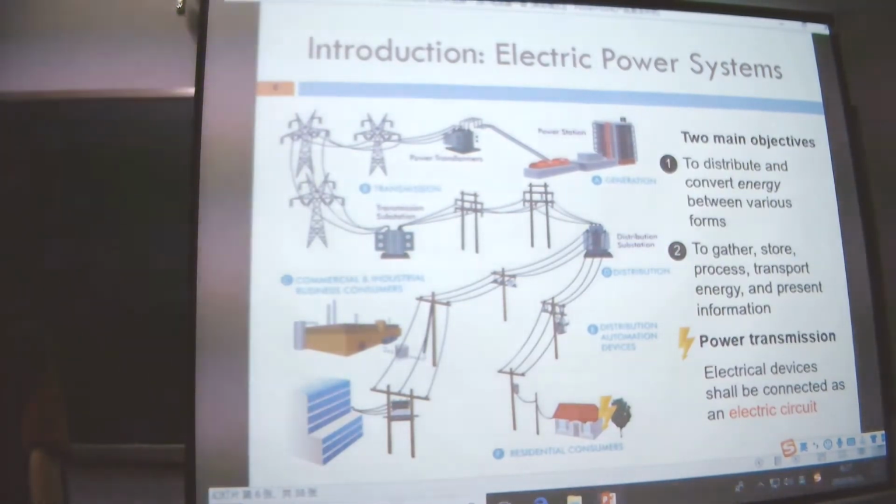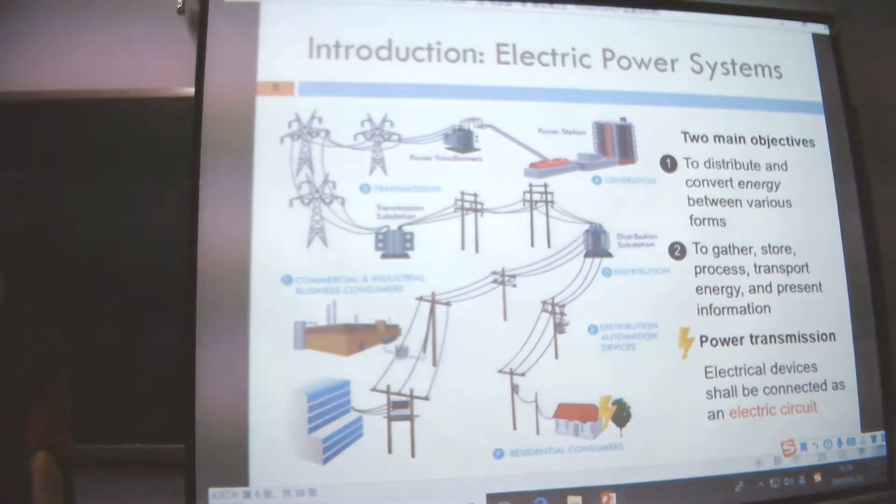Okay, the two main objectives of these electrical power systems. The first one is to distribute and convert energy between various forms. Do you know what types of energy we have? We have coal, right? Okay. Coal energy. And we have gas, right? Yes. Solar. Yes. And other things? Hydro power plant. Yes. Water. And gas turbine. Yes. Wind turbine. Another?